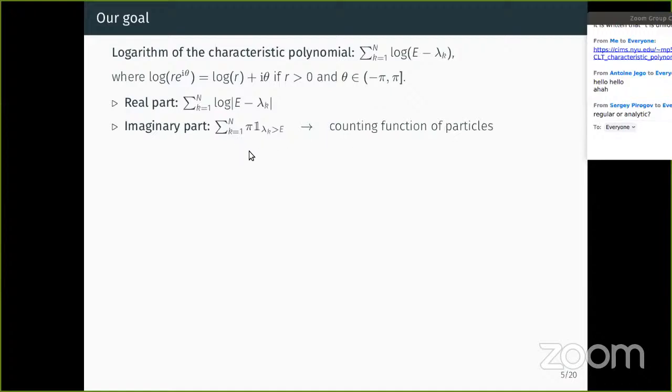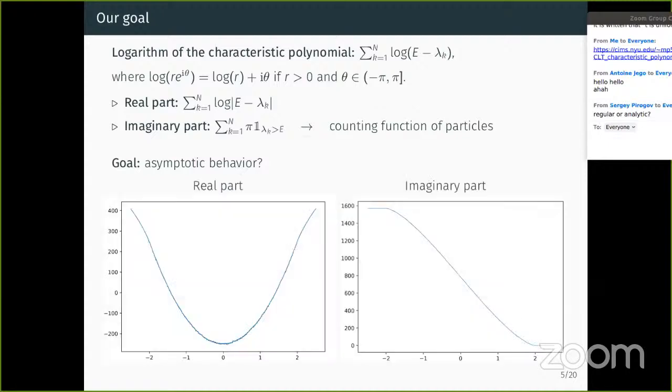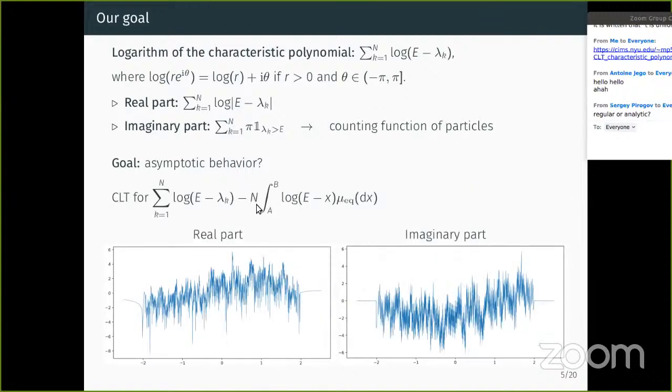So that's a good reason to study it, just because it contains a lot of information about positions of the particles. And so our goal here is to study the asymptotic behavior of these functions, so of this random variable. So if you do nothing and you just plug in this function here, actually it's the law of large numbers which dominates. And so you have, of course, to recenter by the law of large numbers. So n times the integral of the log against the equilibrium measure. And then you see the fluctuations.